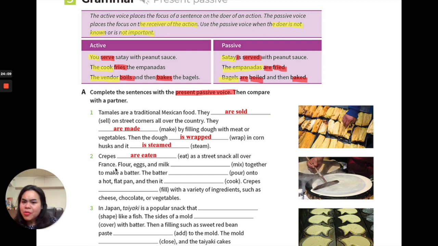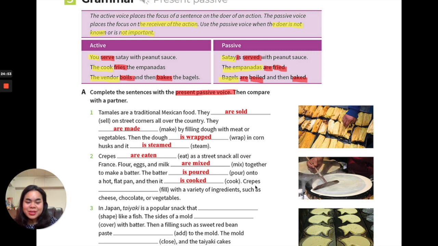And how do you make crepes? Well, use flour, eggs, and milk. You see, there are 3 things here, so you need to use are, and then mix add ed, you have to pronounce it like are mixed together to make a batter. The batter what? Poured onto a hot flat pan. So someone has to pour this, right? So it needs to be in passive form. Batter, singular, use is poured onto a hot flat pan like this. See? And then it is cooked, okay?